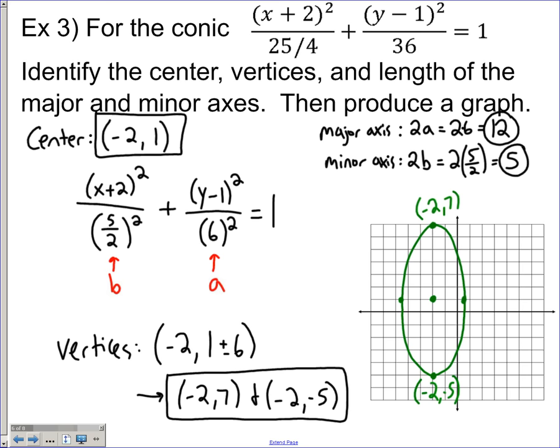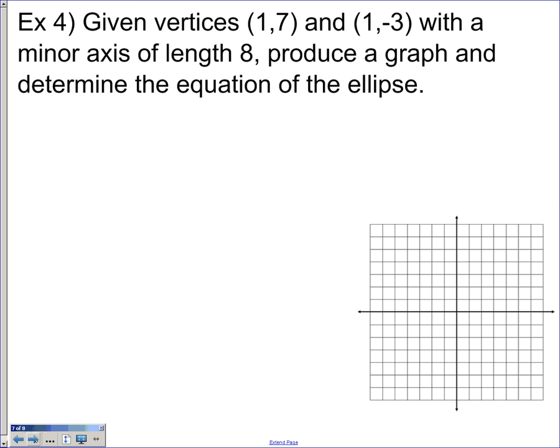All right, we've got one more example. This time we're not given the equation. We have to come up with it. So in example 4, we're given vertices 1, 7, and 1, -3. We're also given a minor axis of length 8. So here we want to produce a graph and determine what the equation would look like.